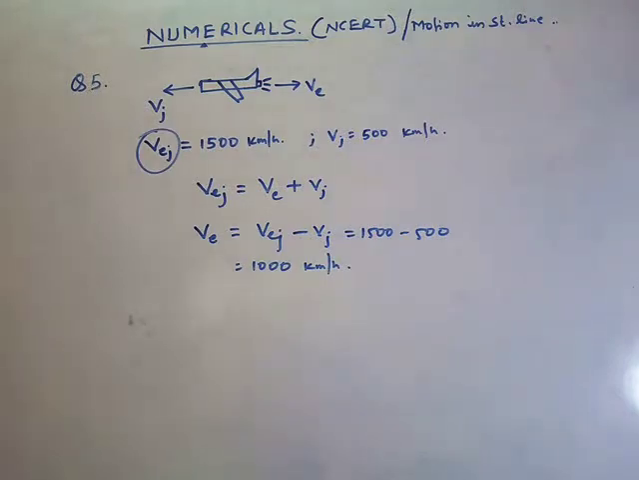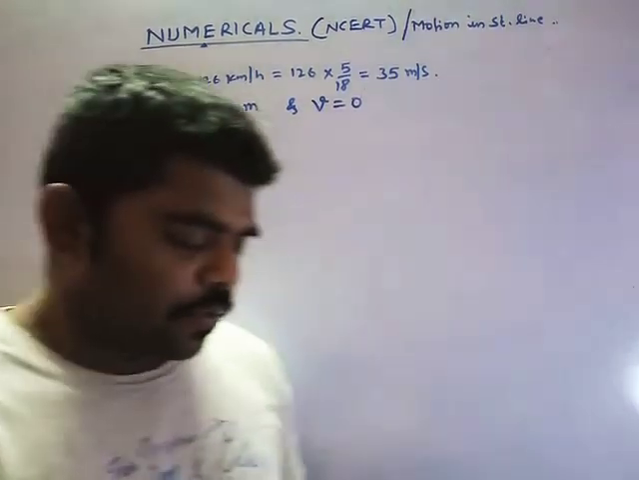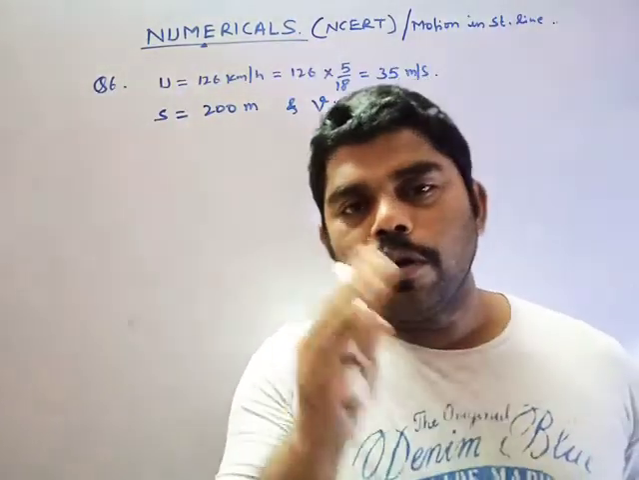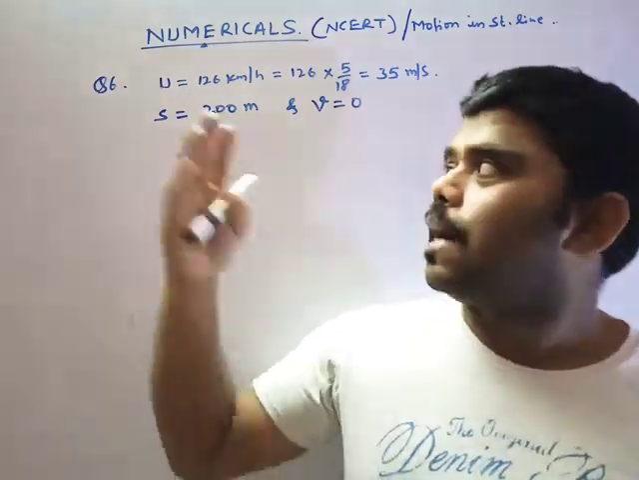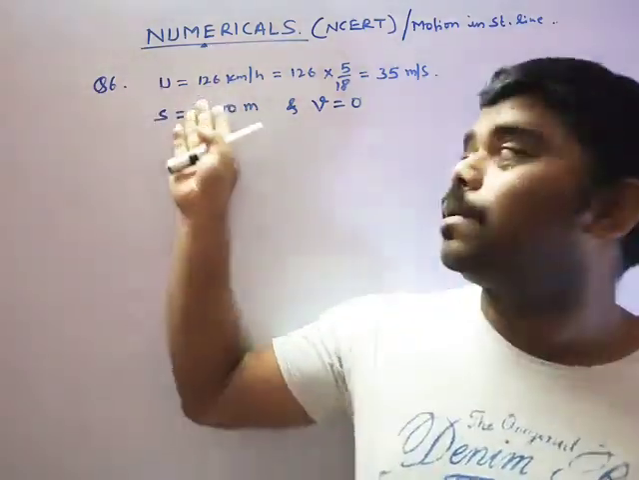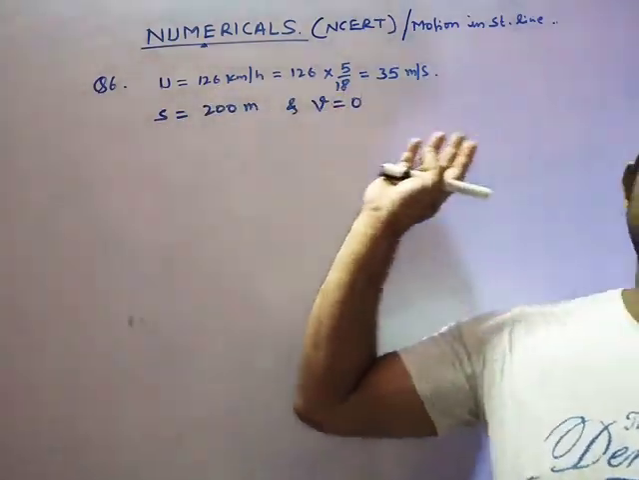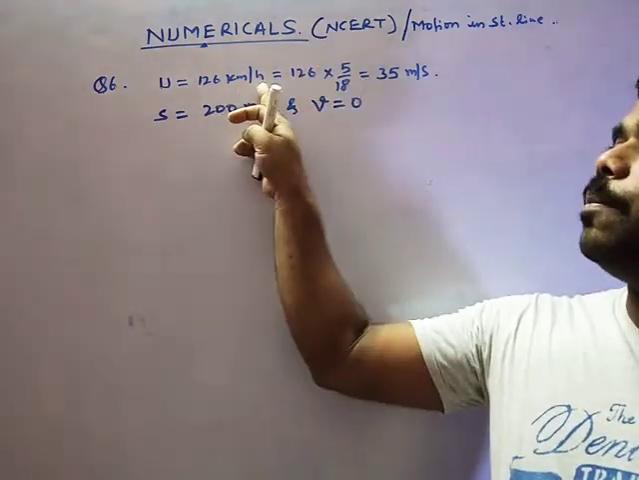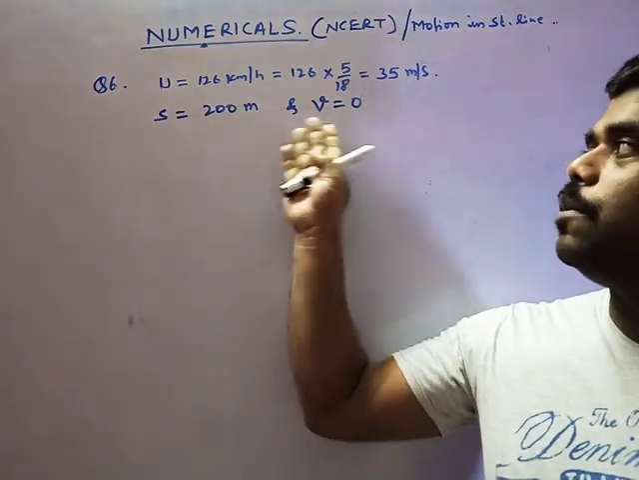Let me see question number 6. In question number 6, it is written that a car is moving on a straight highway with a speed of 126 km per hour and is brought to a stop. Brought to stop means the final velocity is 0, and the starting velocity is 126, but the units are not the same, so I have converted this into meter per second. You all know that multiplying by 5 by 18 converts kilometer per hour to meter per second. Clear? As given, v is 0.